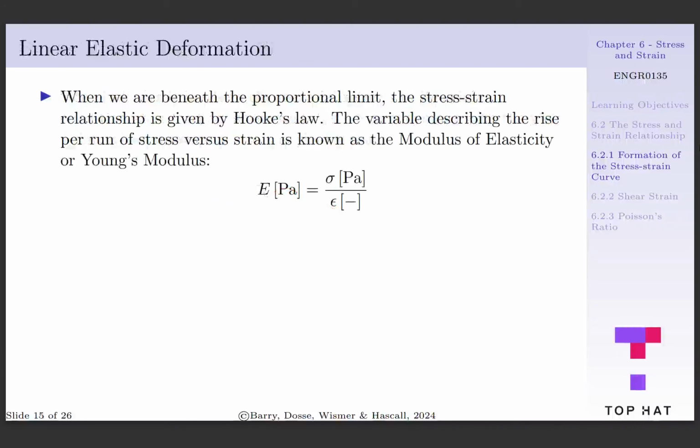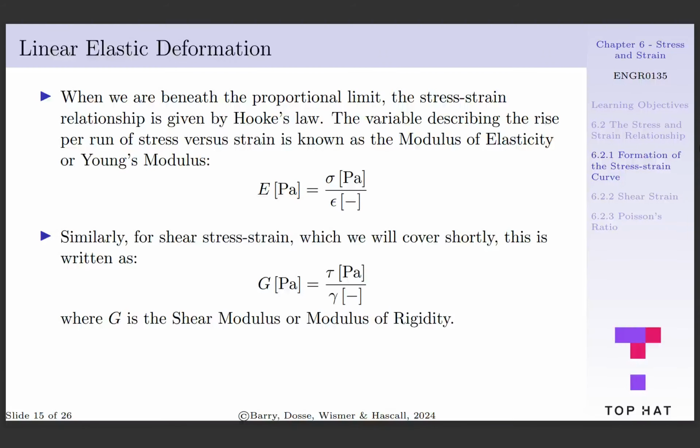Beneath the proportional limit, the stress-strain relationship is given by Hooke's law, with the constant known as the modulus of elasticity or Young's modulus. Hooke's law states that the modulus of elasticity, E, is equal to stress per strain, with units of pascals. E is simply the slope of the line in the linear elastic region from the stress-strain diagram. E is a material property that doesn't depend on the size or shape of the material and will differ by material.